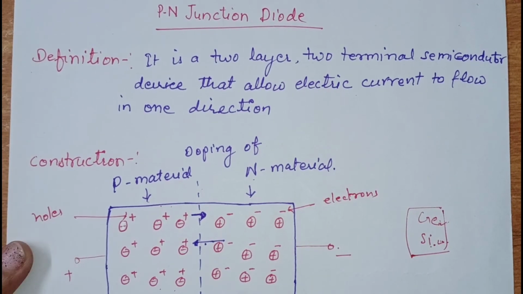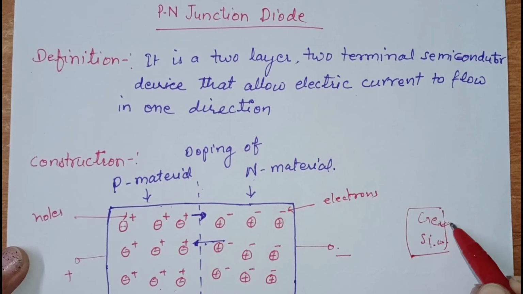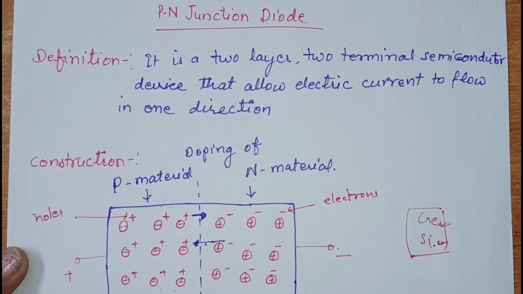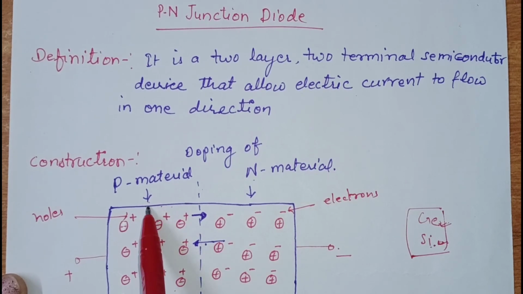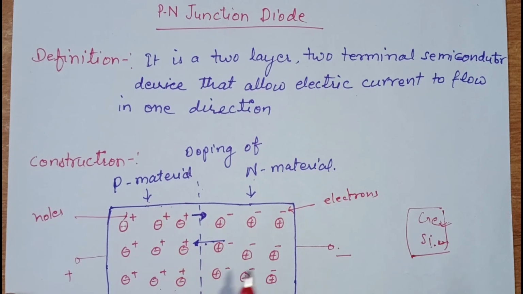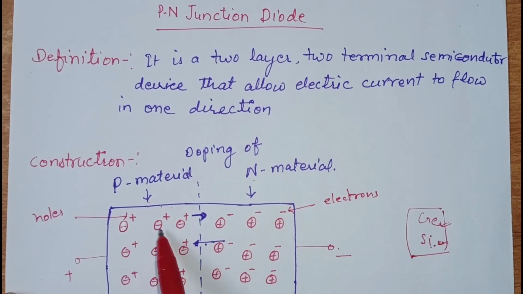For its construction, we will take a regular bar of semiconductor material. It may be germanium or it may be silicon. Now, in one half part of this bar we will add p-type material. We will add atoms of p-type material like indium. Now by adding p-type atoms in this half portion, it will make a large concentration of holes in this portion.